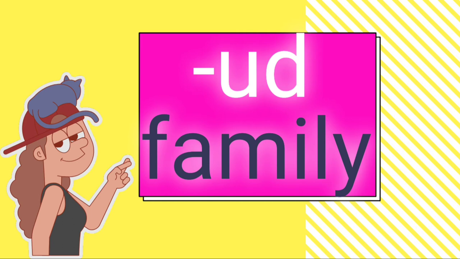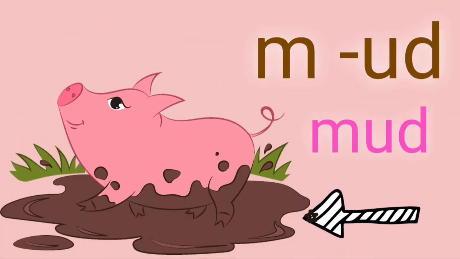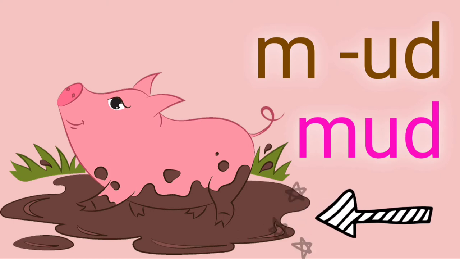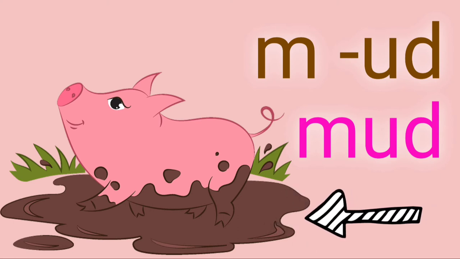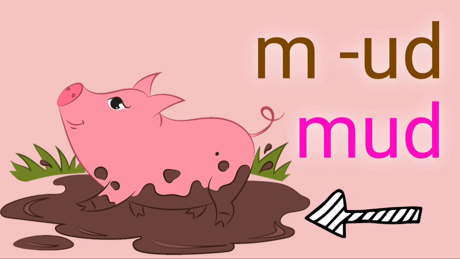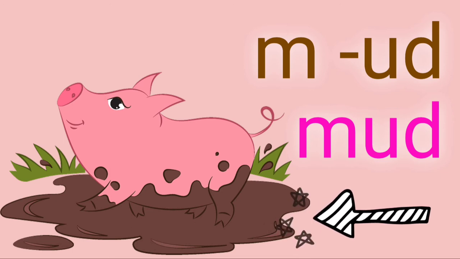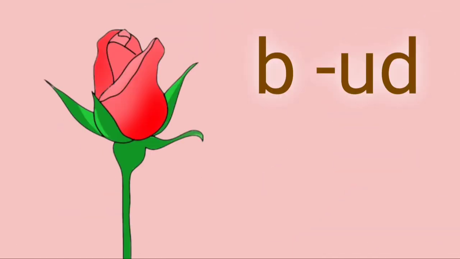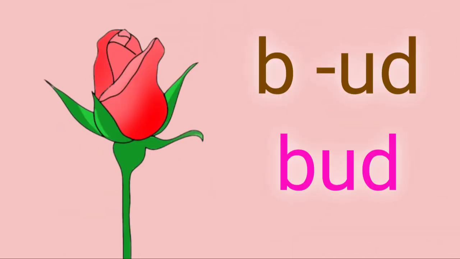Ud family. M-ud. Mud. A slimy, sticky mixture of solid material with a liquid, especially water. Especially soft, wet earth. Mud. B-ud. Bud. A small part of a plant that develops into a flower or leaf. Bud.